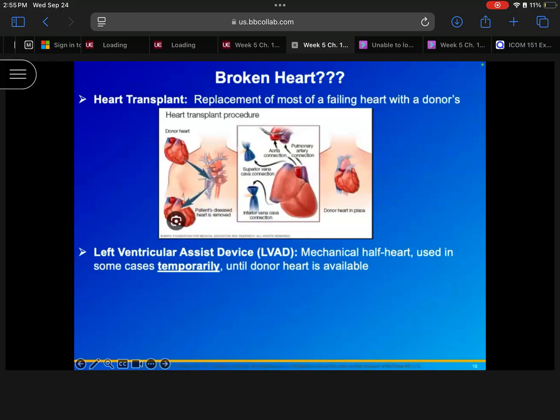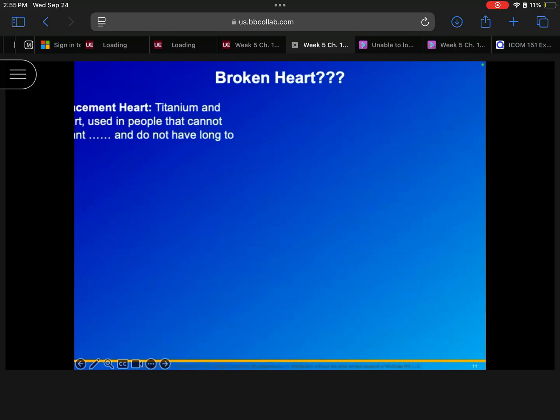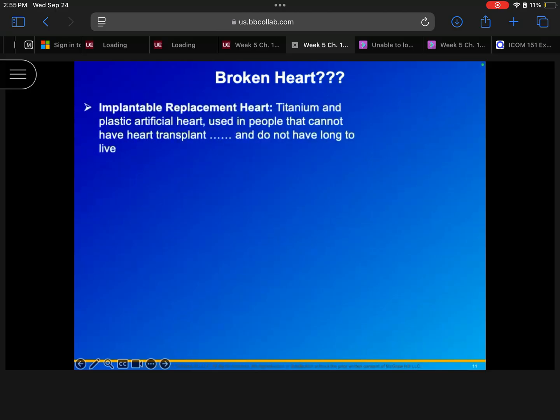This is not going to last the person for the rest of their lives, especially if they're fairly young. But it can be helpful. So here's a picture of that. We also have an implantable replacement heart. And this is basically made out of titanium, so that hopefully the body is not going to react to it, and the metal is not going to erode in the body. And it's mixed with plastic.